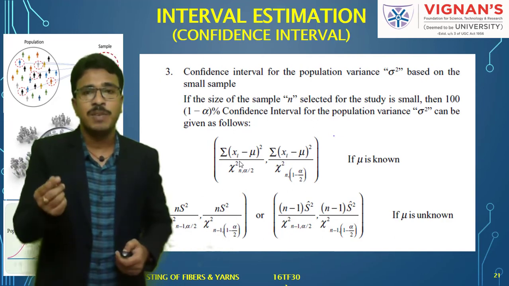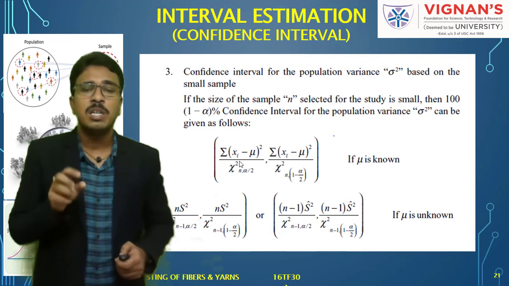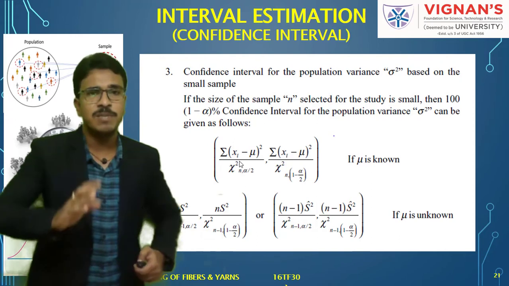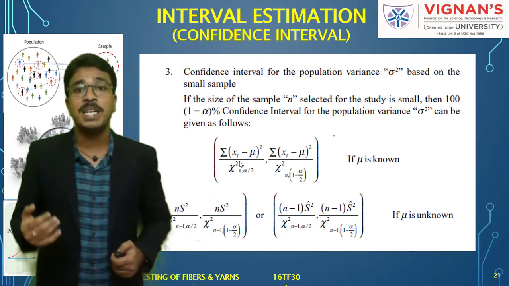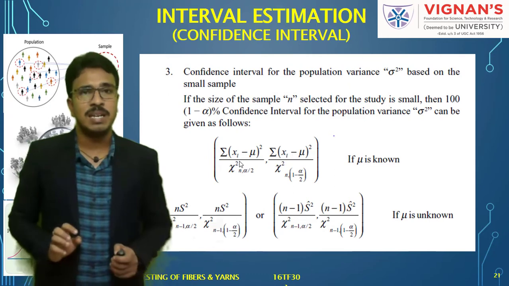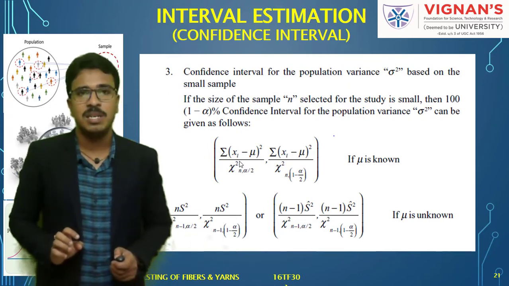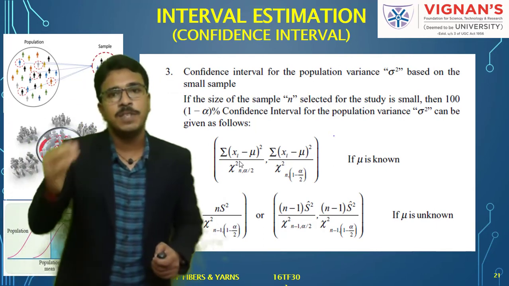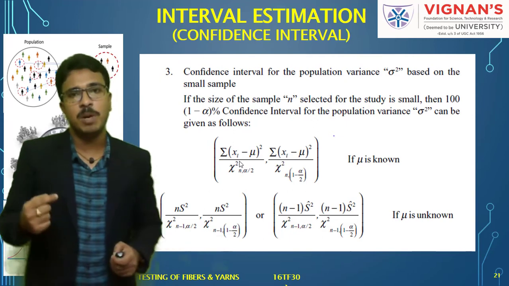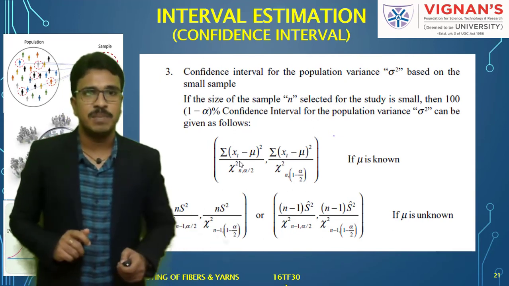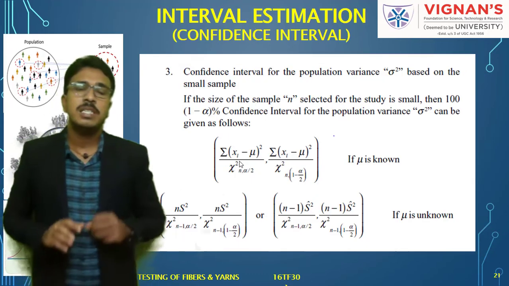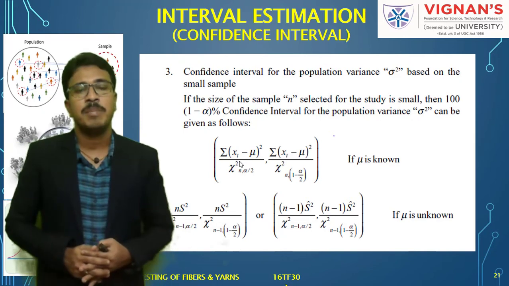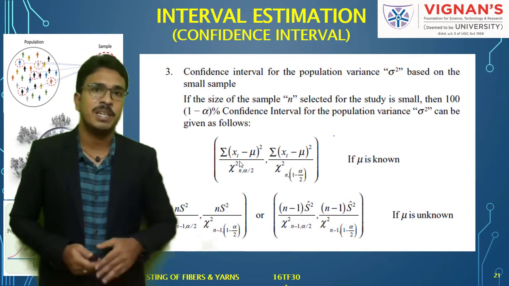In the first case, if the population mean is given in the problem, you can use the first formula. If the population mean is not given, you can use the second formula. Understand? Based on the information given in the problem, you can use the first or second formula to find the population variance, that is sigma square. So this is all about the estimation of mean and variance.